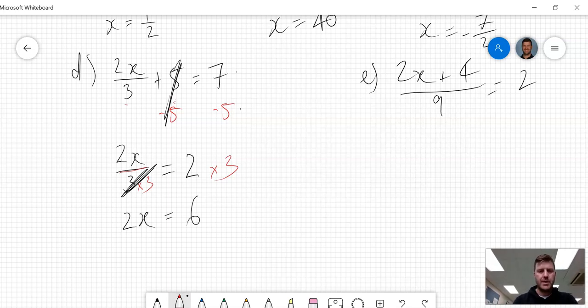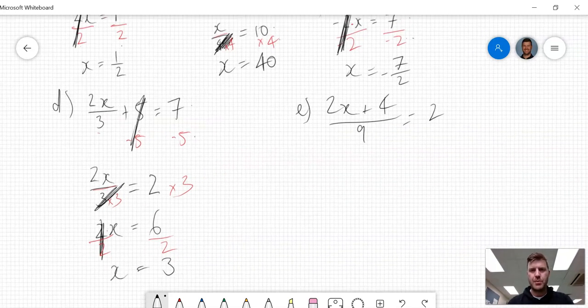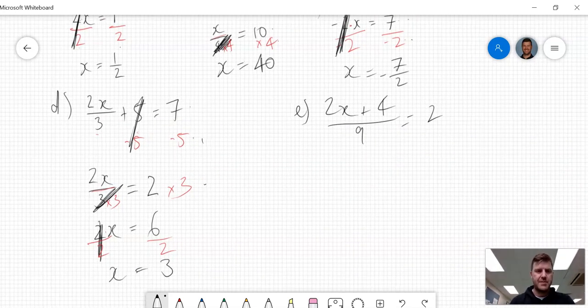Okay, then you get rid of the 2. Again, the operation happening between the 2 and the x is multiply. Opposite of multiply is to divide. I do that on both sides. I'm left with x equals 6 divided by 2, which is 3. Okay, now you can see that our examples are getting a little bit more complicated in terms of the number of steps. The process still stays the same.